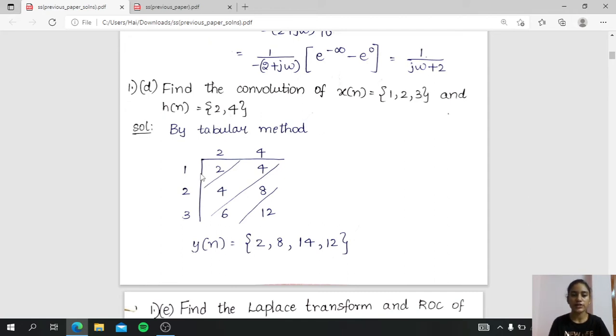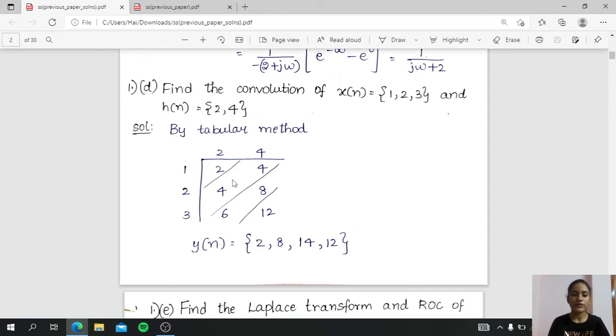So write your x of n sequence here and h of n sequence here, and perform multiplication. Here 1 into 2, 1 into 4, 2 into 2, 2 into 4, 3 into 2 and 3 into 4. So your y of n sequence for the first element will be 2, the second element will be 4 plus 4, the third will be 6 plus 8 and the fourth element will be 12. So this is our required y of n sequence.